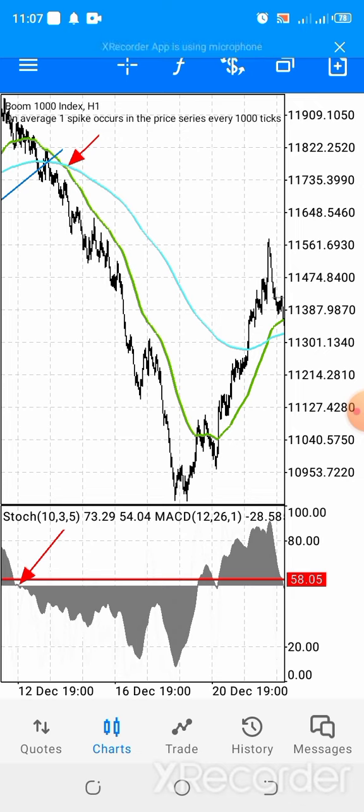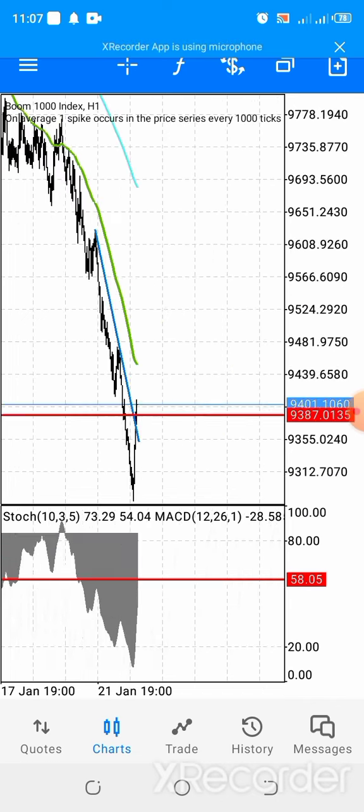Check my previous video on how I use the MACD, the MACD strategy to catch pips in the market. But this is another variation of how to use MACD. Now you spot that the trend is downwards.